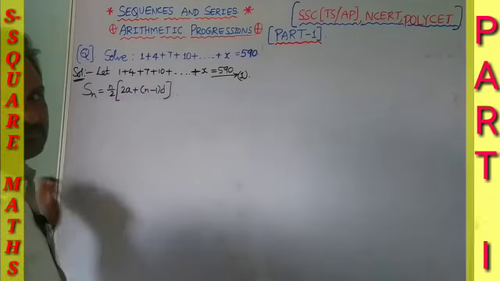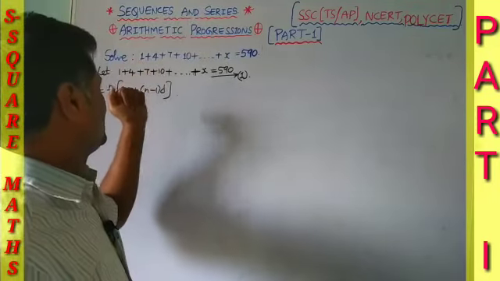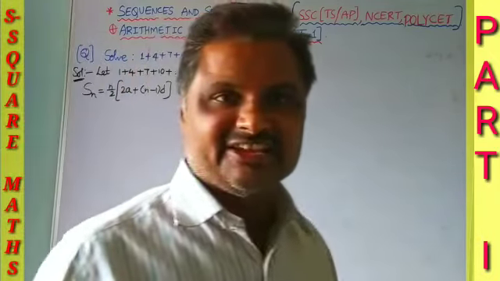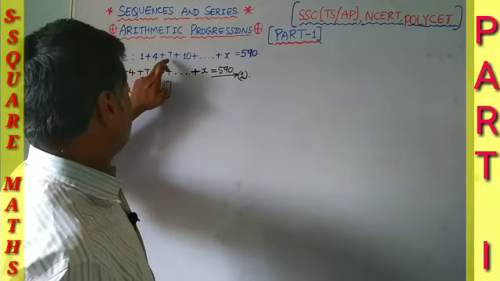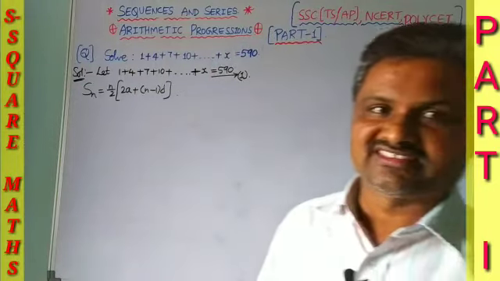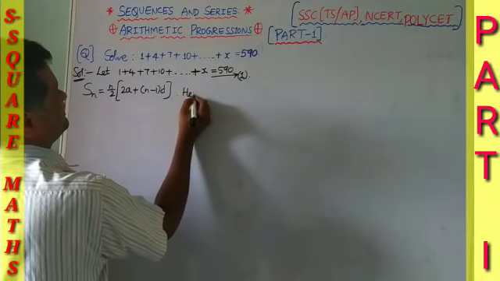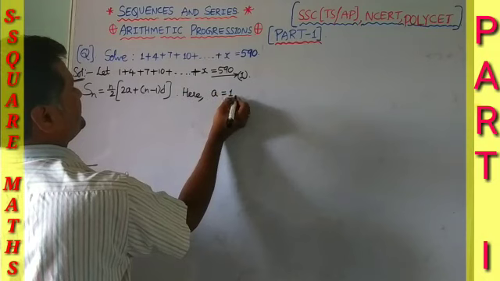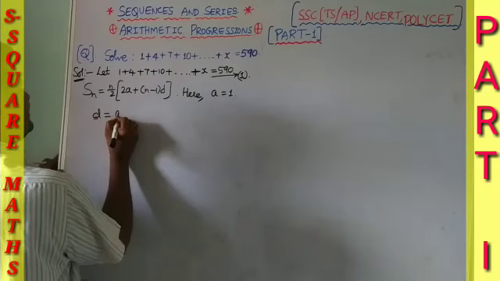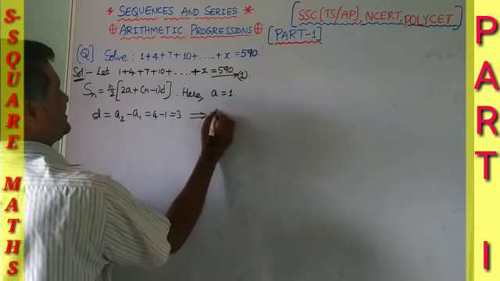Before proceeding, we have to check whether it forms an AP or GP. Obviously here, by seeing the terms itself, it forms an AP because the difference between any two consecutive terms is the same: 4 minus 1 is 3, 7 minus 4 is 3 and 10 minus 7 is 3. Hence it forms an AP. Obviously no need to check particularly. Now here a is equal to 1, the first term, and d is equal to a2 minus a1, nothing but 4 minus 1 is 3. So d value is 3.